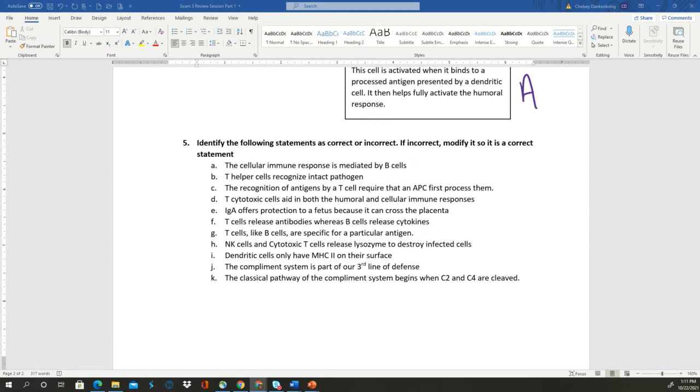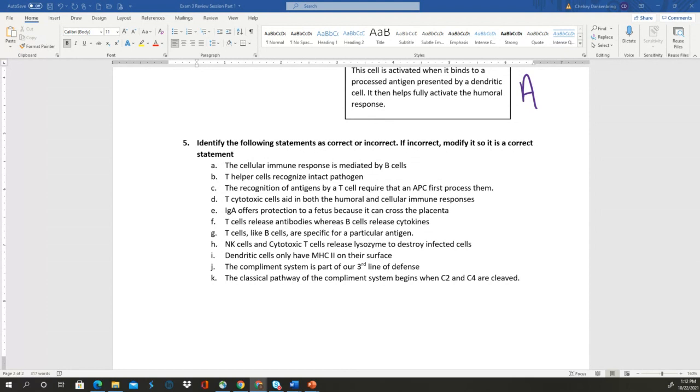All right, T cells, like B cells, are specific for a particular antigen. That is going to be true. Good, because they are a part of our specific immune response. And remember, there are multiple ways I can refer to our specific immune response. It can be called the specific response, the acquired response, the adaptive response.